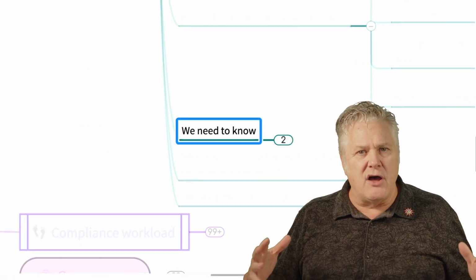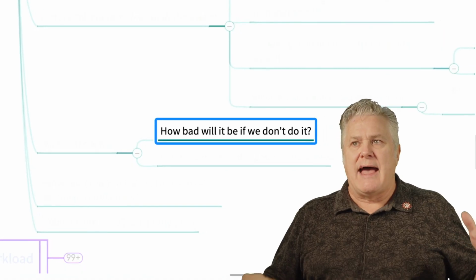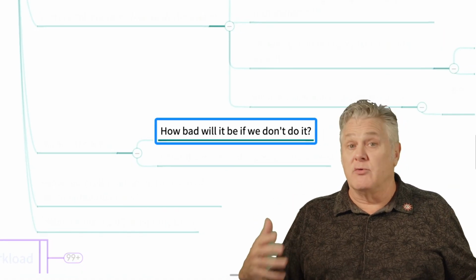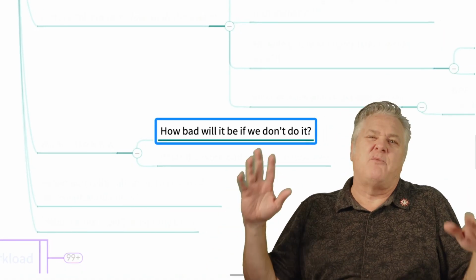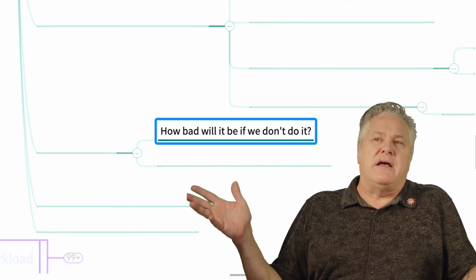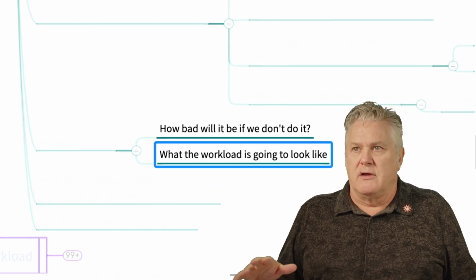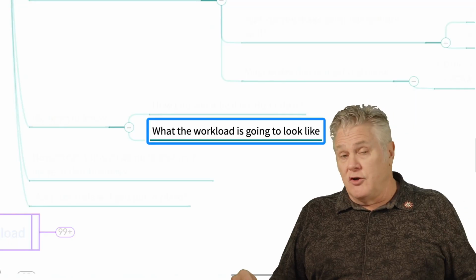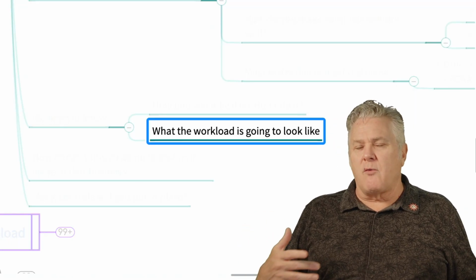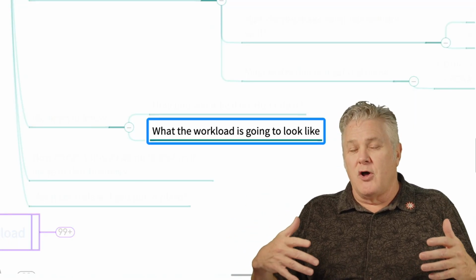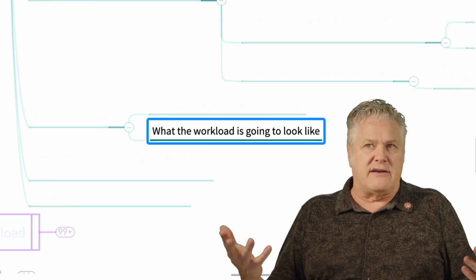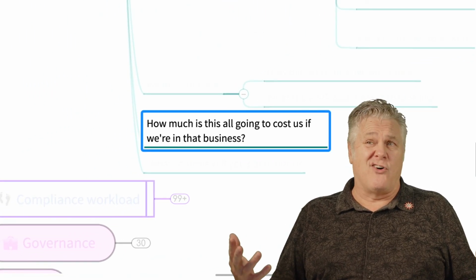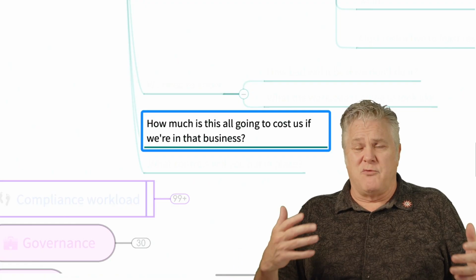What we need to know and what we're trying to achieve here is, how bad will it be if we don't do it? Because somebody's going to ask that question. Hey, could we ignore this? How bad could it be? We're going to answer that question. And then also, if we do it, what's the workload going to be like? What kind of controls do we need to put in place? What are the things that we're going to forget? And how much is this all going to cost us if we're in that business?